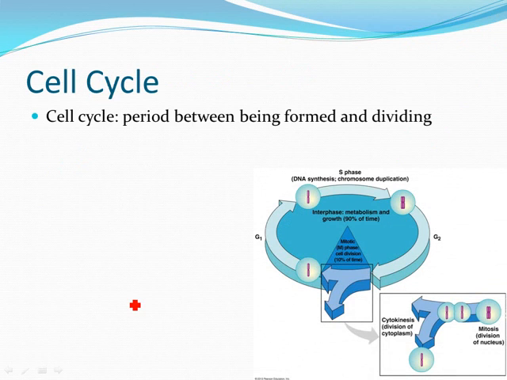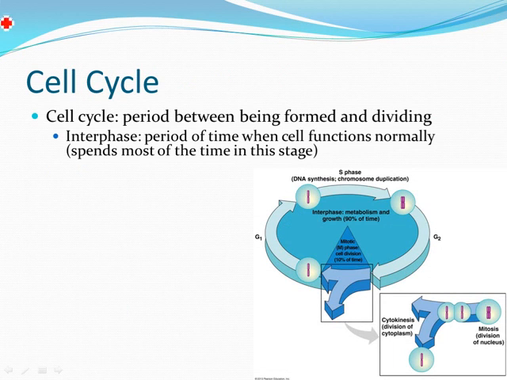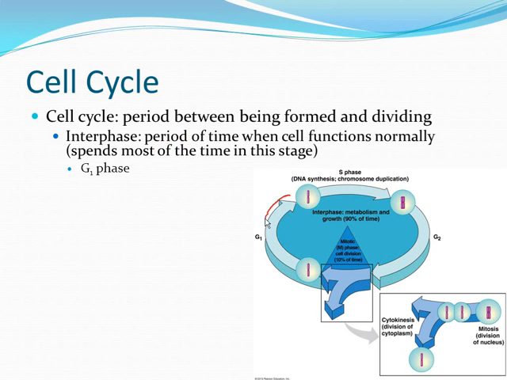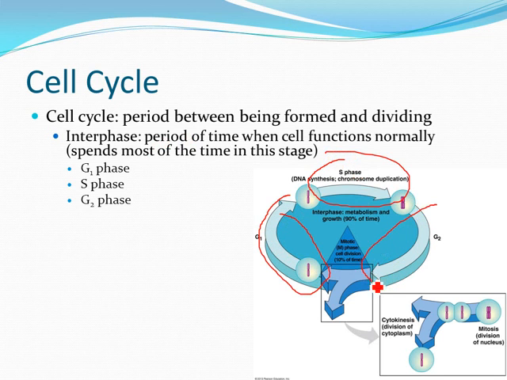The cell cycle consists of the entire period of it forming and also when it's dividing as well. So it consists of interphase. Interphase is this period of time where the cell functions normally. It's growing in this process and undergoes DNA replication. And most of its time, as you can see, it's spent in this stage here, around 90% of its time. There's 3 parts to this interphase: the G1 phase, the S phase, and the G2 phase.